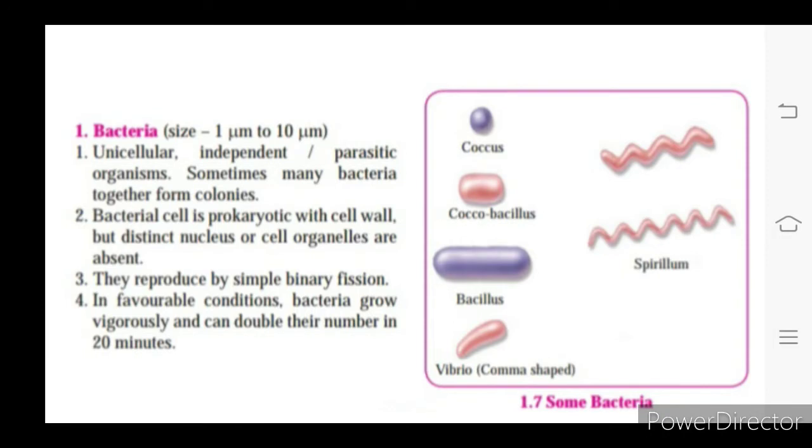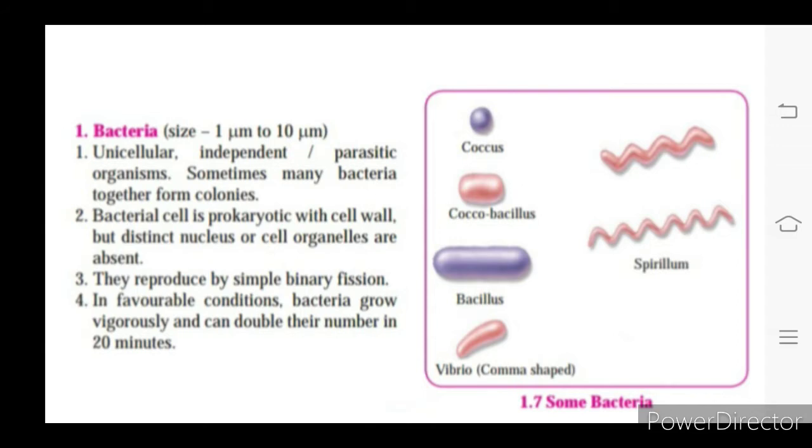Students, in the last lecture we learned about the classification of living organisms, the five kingdoms and their characteristics. Now in this session we are going to learn the classification of microorganisms. There are five types of microorganism: first, bacteria, protozoa, fungi, algae and virus. Now let's learn the characteristics of the first microorganism, bacteria.